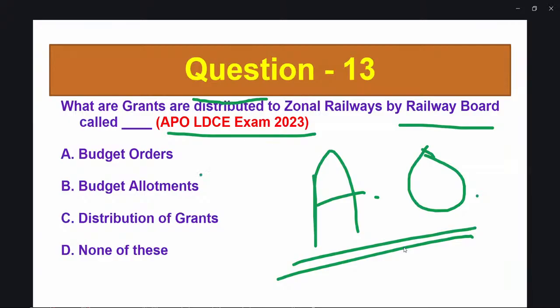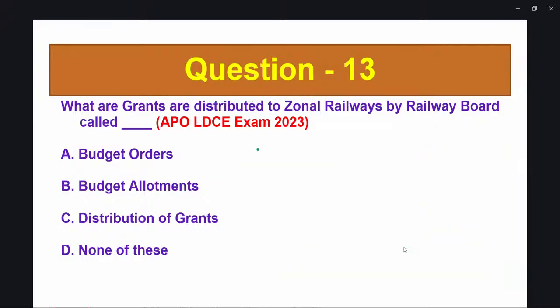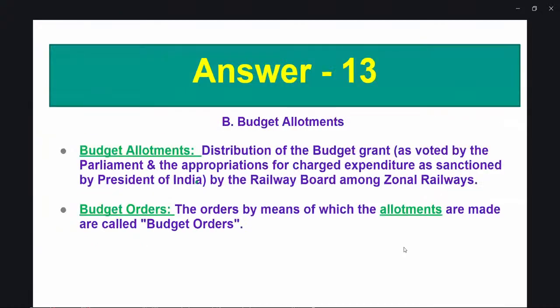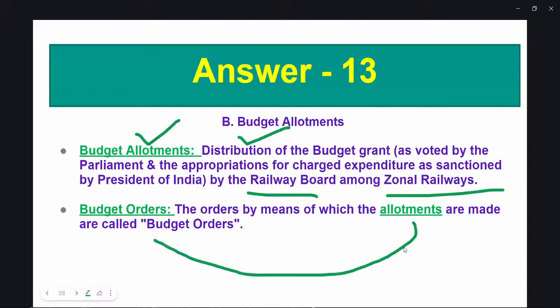Yes, please stop. This is budget allotments. Please remember, first allotment, then such allotments are carried to zonal railways through orders. So first allotments, then next orders. So this is first, this is second. So A, O. What is allotment? Distribution, that's all. Distribution of grant by the railway board to zonal railways. What is orders? The orders by means of which the allotments are carried. Okay.